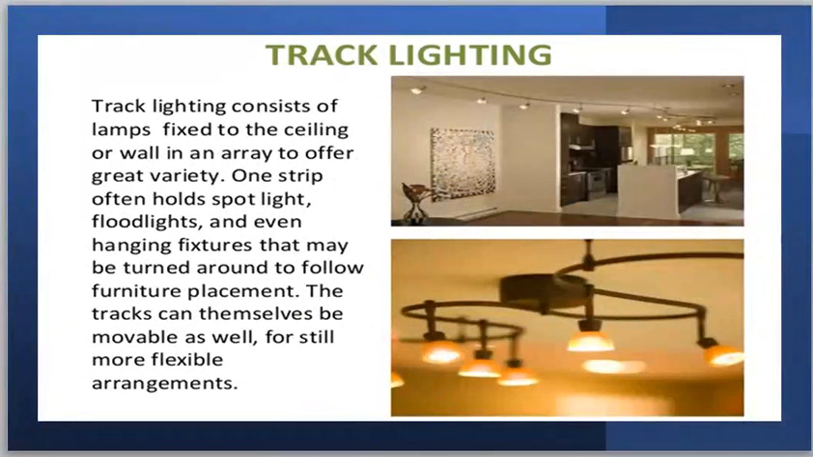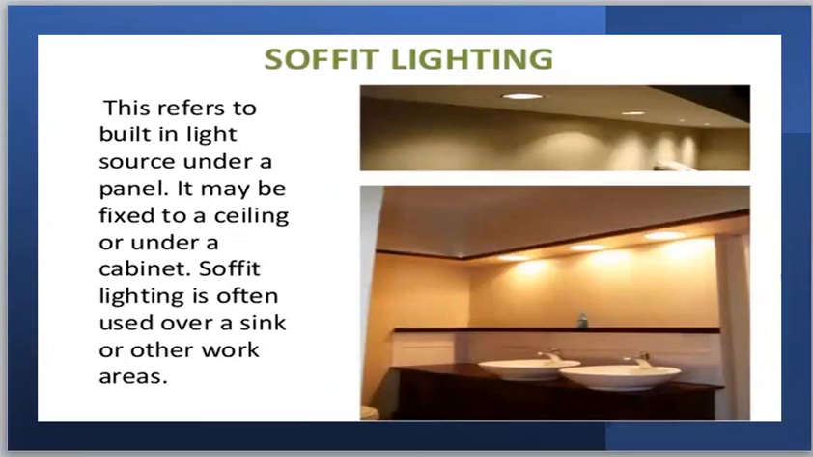Track lighting. Track lighting consists of lamps fixed to the ceiling or wall in an area to offer great variety. One strip often holds spotlights, floodlights, and even hanging fixtures that may be turned around to follow furniture placement. The tracks can themselves be movable as well for still more flexible arrangements. Soffit lighting. This refers to a built-in light source under a panel. It may be fixed to a ceiling or under a cabinet. Soffit lighting is often used over a sink or other work areas.